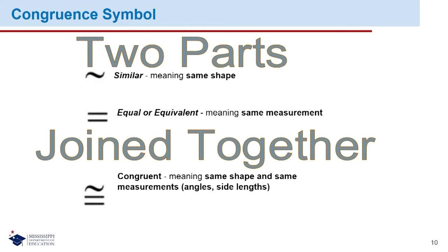Equal. Now we've seen equal since first grade. We've seen that sign since first grade. We can say equal, or we can say equivalent, but that basically means it has the same measurement. But when we join those two together, we get the similar, meaning same shape, and we get the equal, meaning same measurement. Now let's think about the measurements involved in a shape. Well, you have angle measures and you have side length measures. So all of those would be the same.